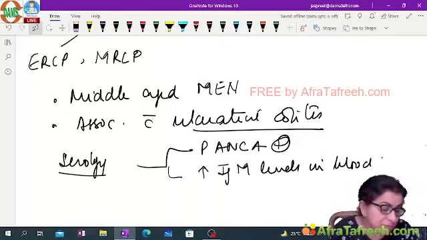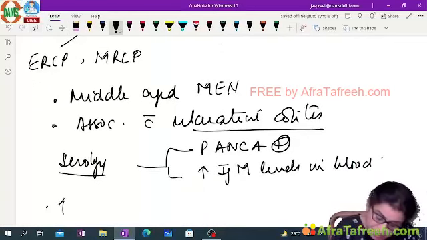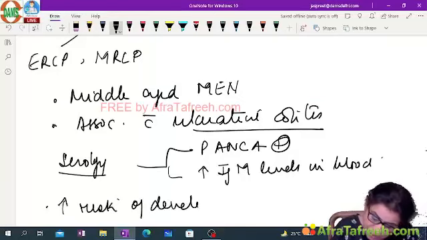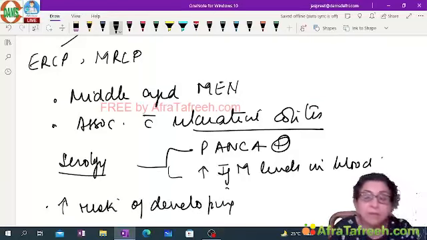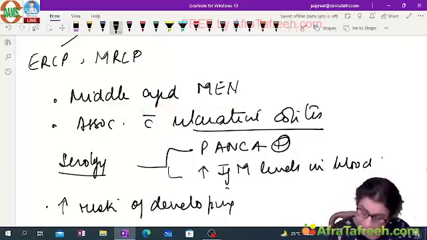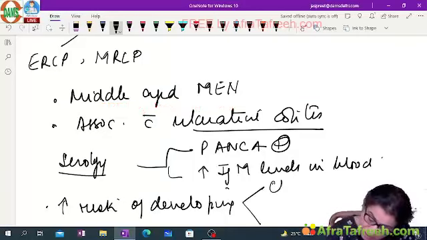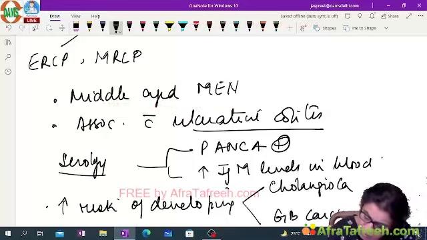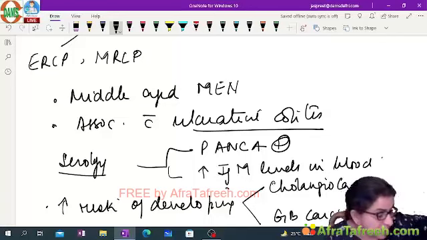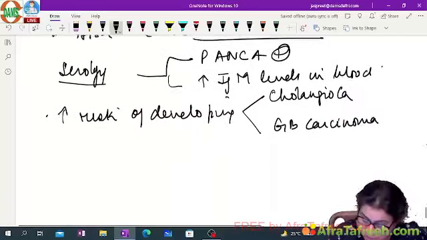Now these people are at increased risk of developing bile duct cancer, that is cholangiocarcinoma, and even gallbladder cancer. So increased risk of developing cholangiocarcinoma and gallbladder carcinoma. So this is primary sclerosing cholangitis.